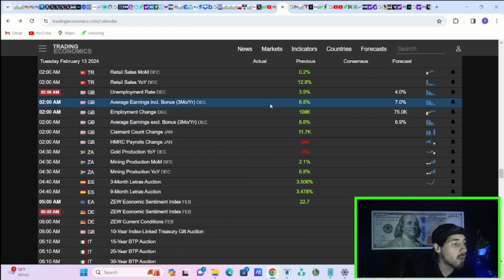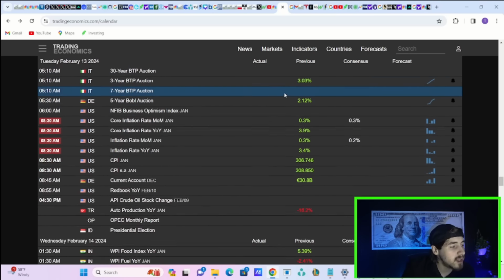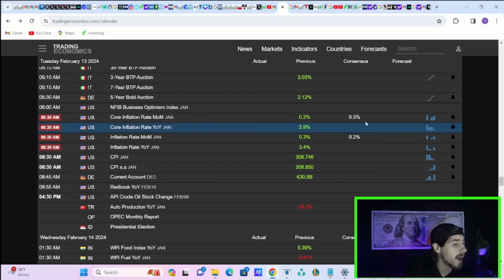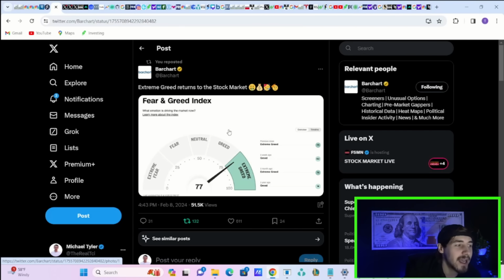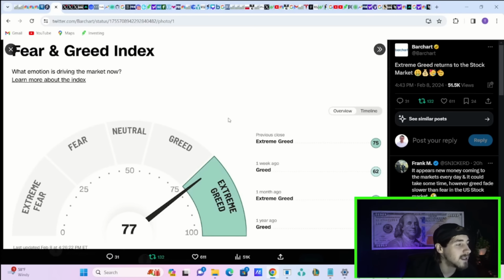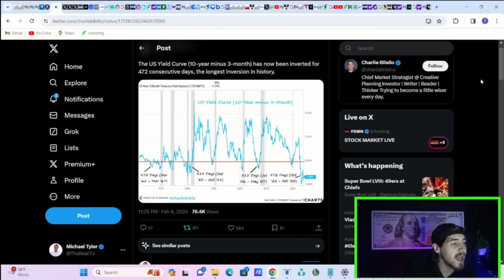Next week will be very important for our markets because on Tuesday, you are going to get the CPI report. And based on what the CPI report says, well, that will have direct implications for Fed policy. But who even cares about that? Because you are now back in extreme greed territory for the markets. And this is from Bar Chart, and this is CNN's Fear and Greed Index. The 10 and 3-year yield curve has now been inverted for 472 consecutive days, the longest inversion in history.